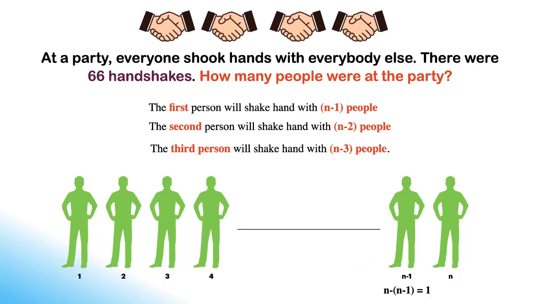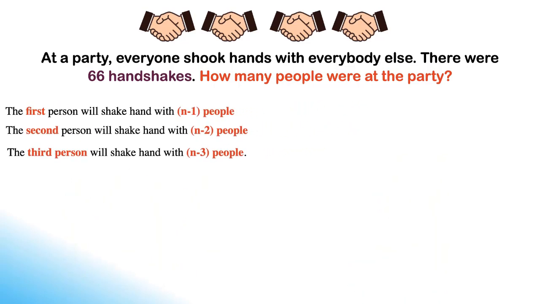Now add all the handshakes: n minus 1 plus n minus 2 plus n minus 3 and so on till 3 plus 2 plus 1. If you observe this particular series carefully, this is nothing but the sum of n natural numbers, but the only difference is that here the n is n minus 1.